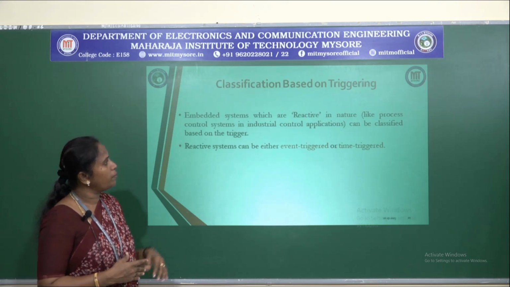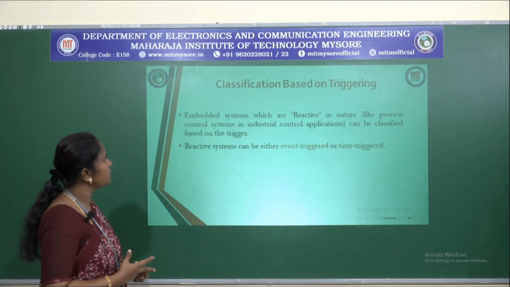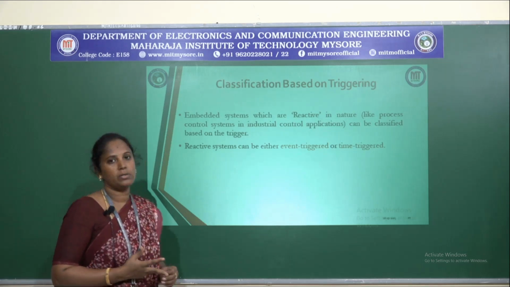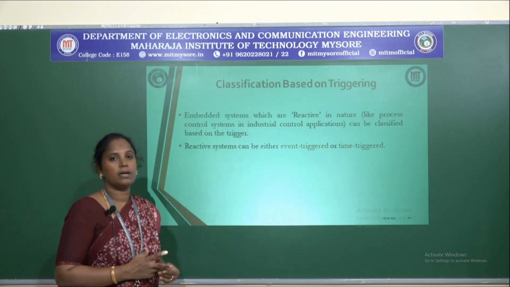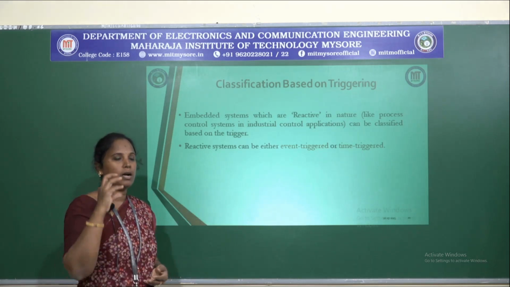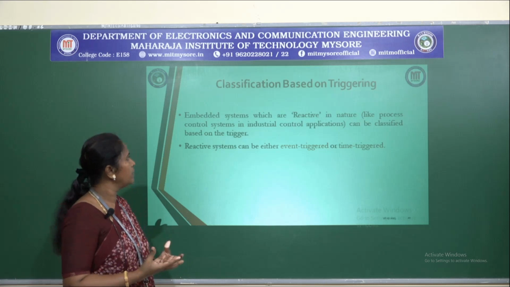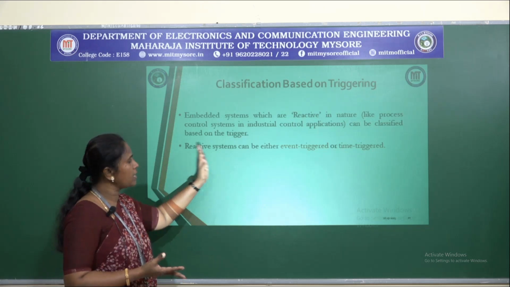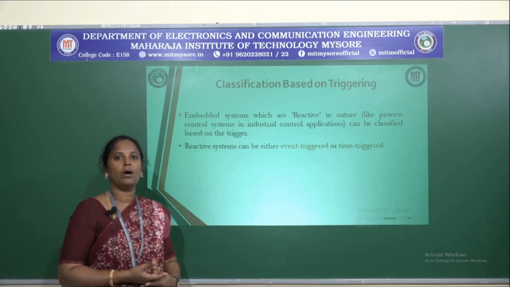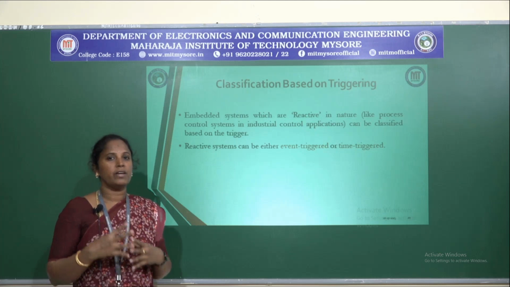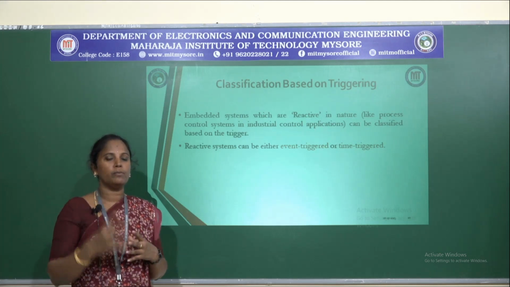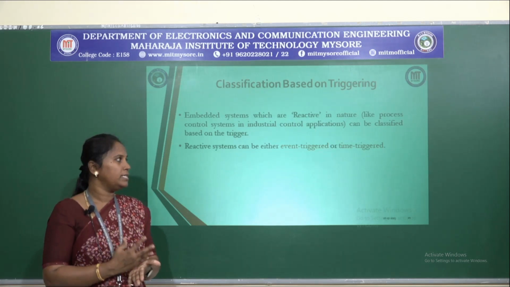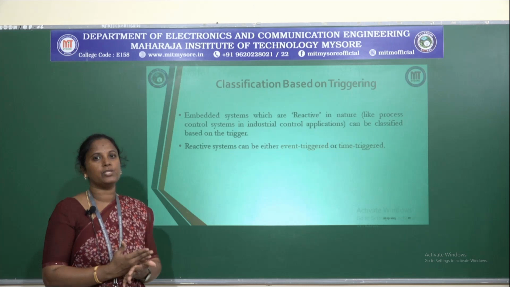So next we have classification based on triggering. Embedded systems which are reactive in nature, like a control system in industrial control applications where you control the opening and closing of a valve, can be either event triggered or time triggered. Triggering means that your embedded system is going to perform its operation only when certain conditions are met.